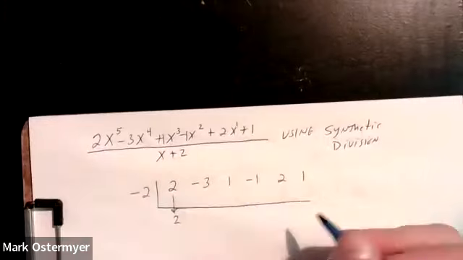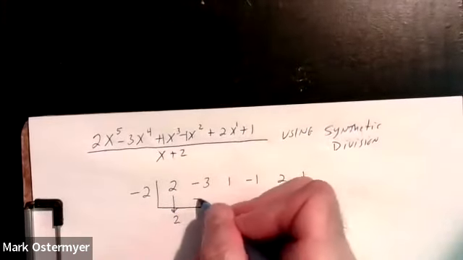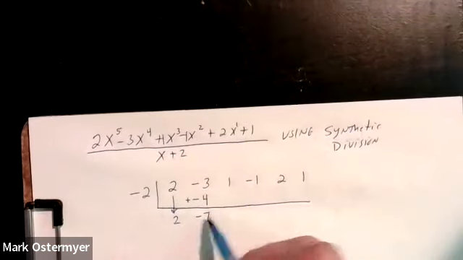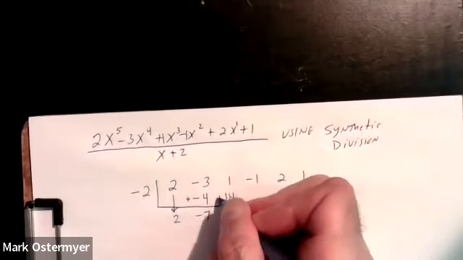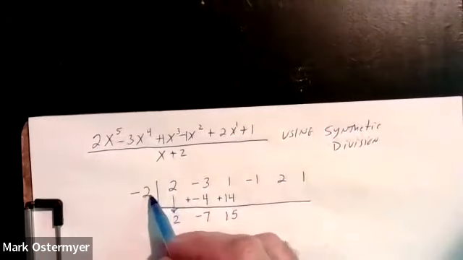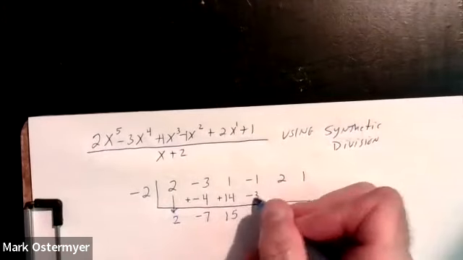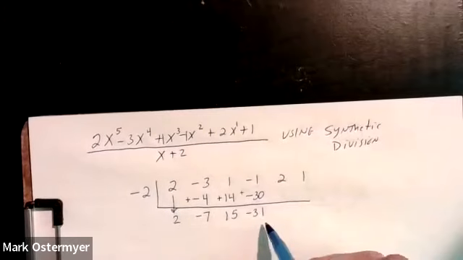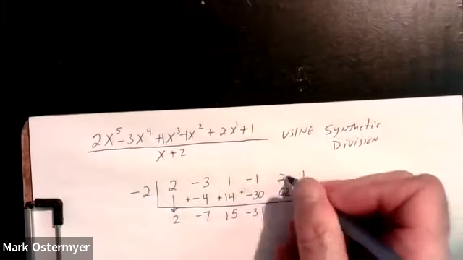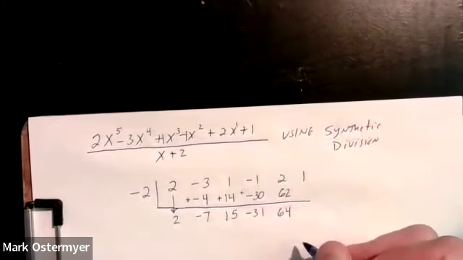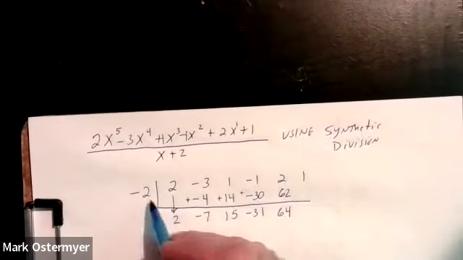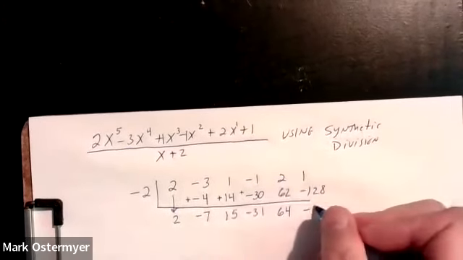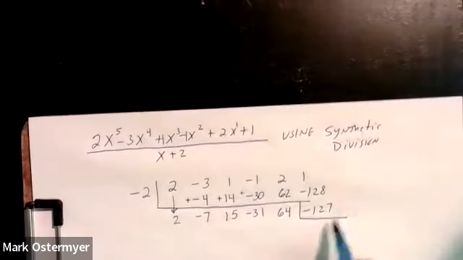We now begin synthetic division. -2 times 2 is -4. Add these numbers together, you get -7. Multiply, -2 times -7 is 14. Add, 1 plus 14 is 15. Multiply, -2 times 15 is -30. Add, you get -31. Multiply, -2 times -31 is 62. Add, you get 64. Multiply, -2 times 64 is -128. Add, you get -127. -127 is your remainder.